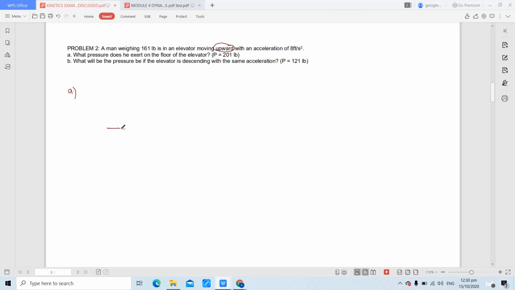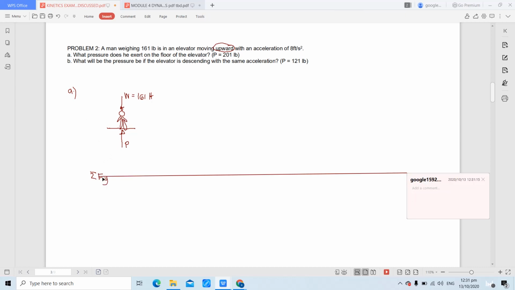Assume this is the floor of our elevator, and the man is standing right there. The man weighs 161 pounds, acting downward. And then what pressure does he exert? Pressure is perpendicular to the surface of the floor. That is P. So, we have two forces acting on our body. Now, if you consider the summation of forces along the vertical axis, the motion is along the vertical, right? And it is specified in the problem that it is going upward, where A is 8.